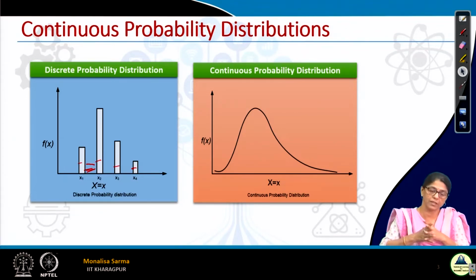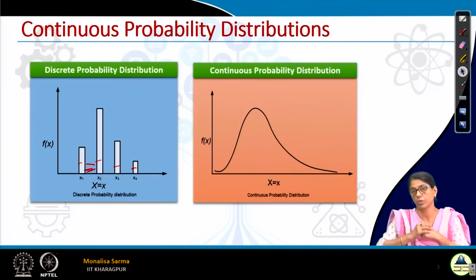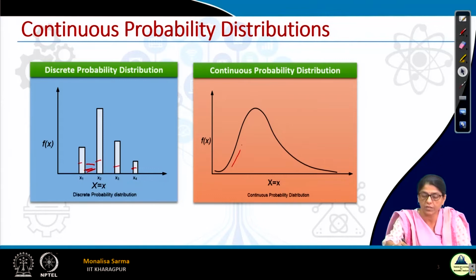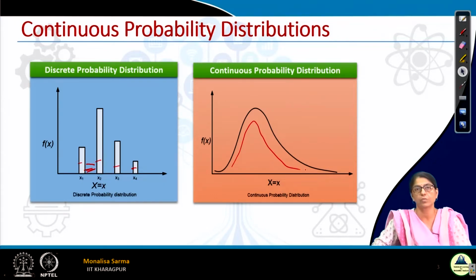Anyway, that is not the main concern. The main concern is that I am just trying to show you how we can have a figure of a discrete probability distribution. Similarly, for continuous probability distribution, the figure is a continuous curve. So, here we see this is a continuous curve.